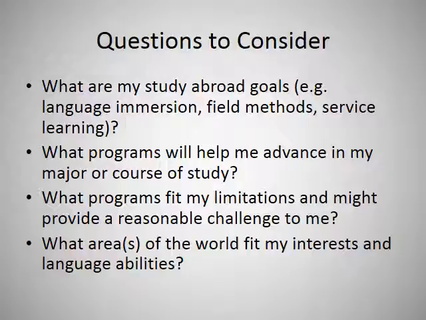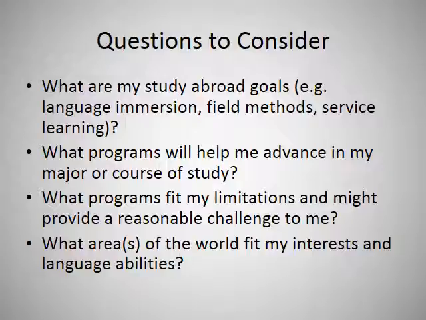When thinking about these various kinds of study abroad opportunities, I think there are a number of questions that any family should consider. First of all, I think the family should sit down and the student should think through what are the study abroad goals that the student has for this experience. For example, are they really trying to advance their language expertise, in which case they would want an immersive language program? Are they trying to learn field methods? Are they trying to make a contribution in terms of service learning? Or do they want to have other kinds of experiences?